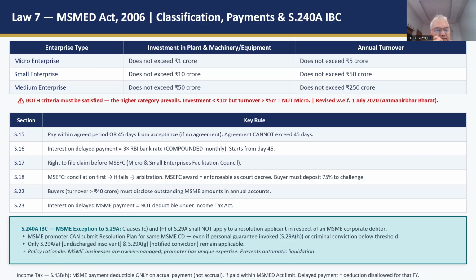Section 15 says that if you are liable to pay to a unit which is covered under MSME, then you have to pay within the agreed period or within a period of 45 days from the date of the acceptance if there is no agreement. But no agreement can extend it beyond the period of 45 days. So it gives relief to MSME units to get the payment within a definite time frame so that there are no working capital difficulties.